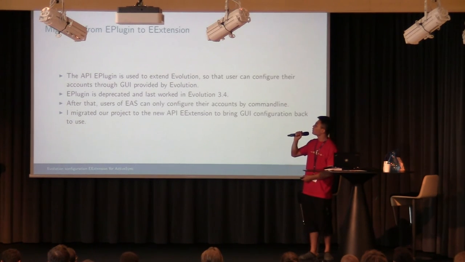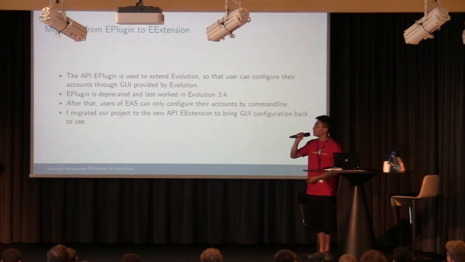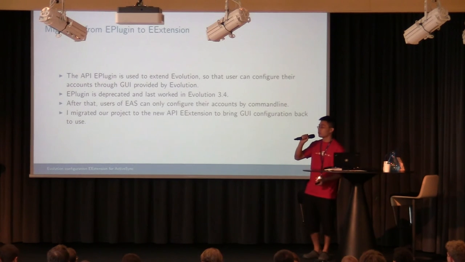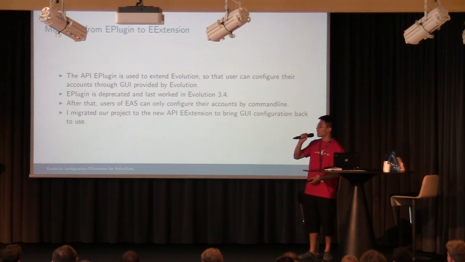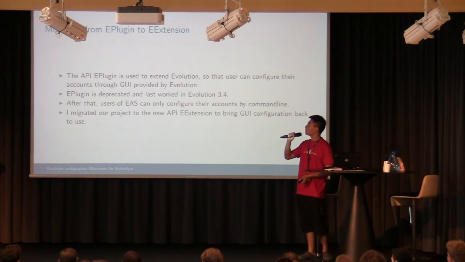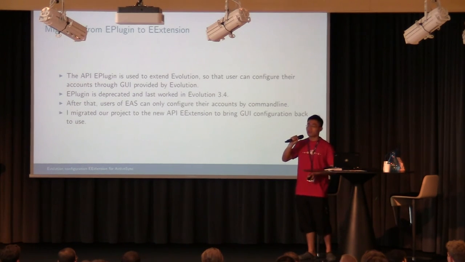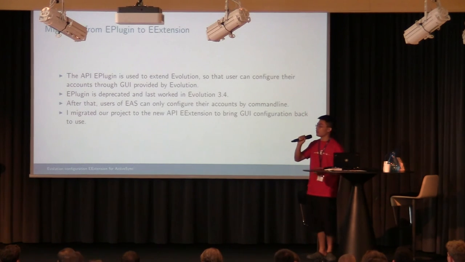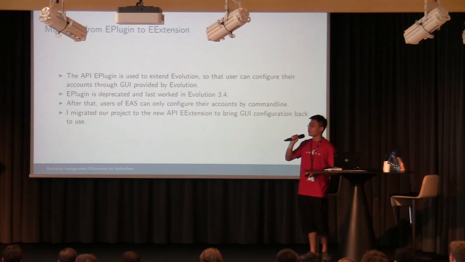My first work is a migration from a plugin to an extension. The plugin is the API used to extend Evolution so that the user can configure their accounts using the GUI provided by Evolution. But it's deprecated, and the last version that worked was Evolution 3.4. After that, the users of our project could only configure their accounts by command line, which is not convenient. So I migrated the project to the new API called EExtension, and we brought back the GUI configuration to the user.